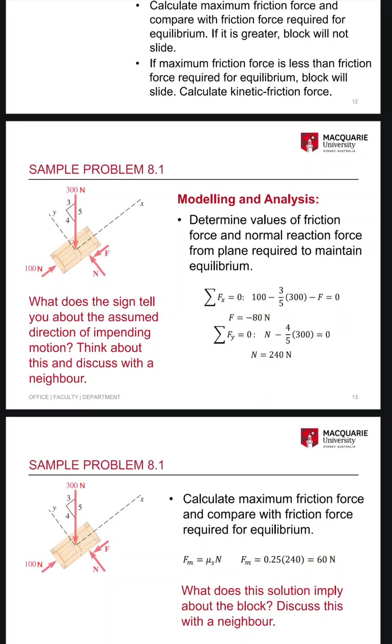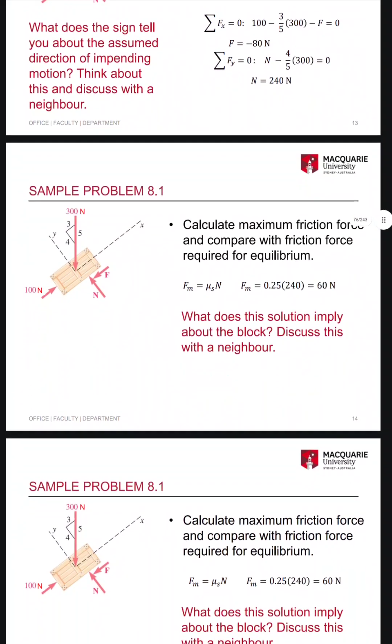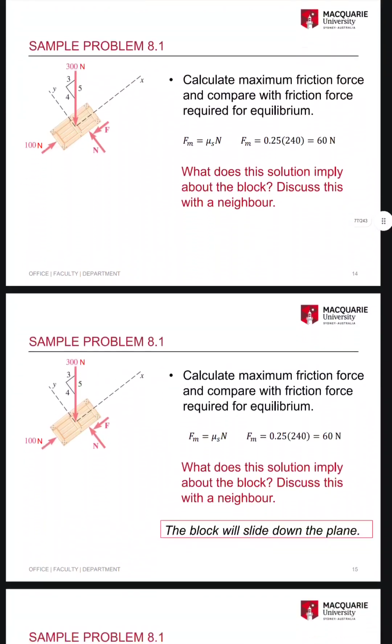Think about this and discuss with a neighbor. Right, everyone. Calculate maximum friction force and compare with friction force required for equilibrium. Fm equals mu s N. Fm equals 0.25 times 240 equals 60 Newton. What does this solution imply about the block? Discuss this with a neighbor.